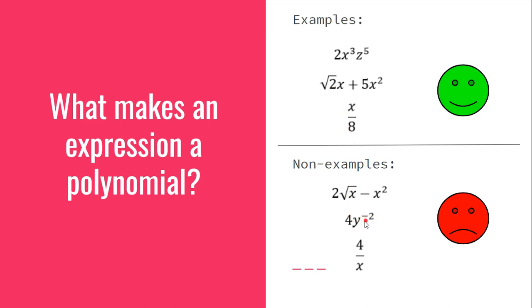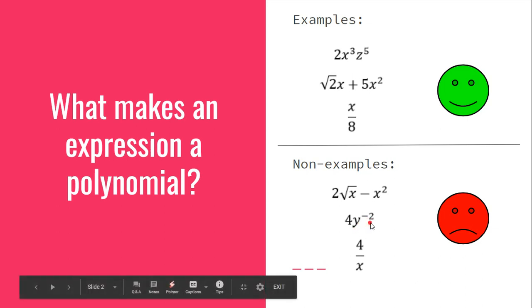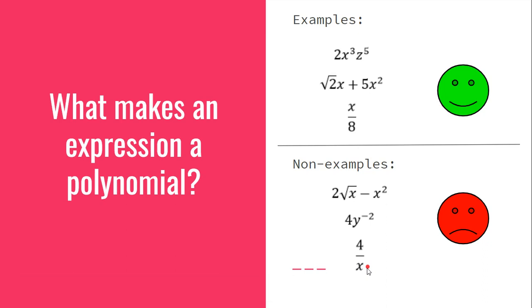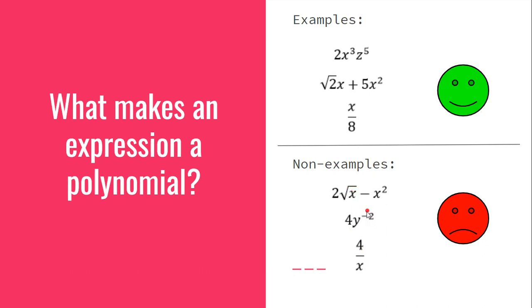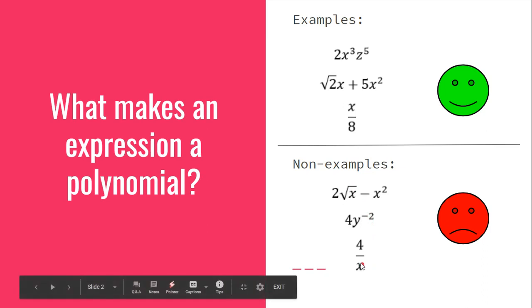The next example has a negative exponent on the variable, and we do not want any negative exponents for our variables. So that is what disqualifies the second example from being a polynomial. In the third example, we have a variable in the denominator. We have a variable in the bottom of our fraction. We also do not want that. So we do not want any variables under square roots or any other roots. We do not want any negative exponents, and we do not want any variables in the denominator.